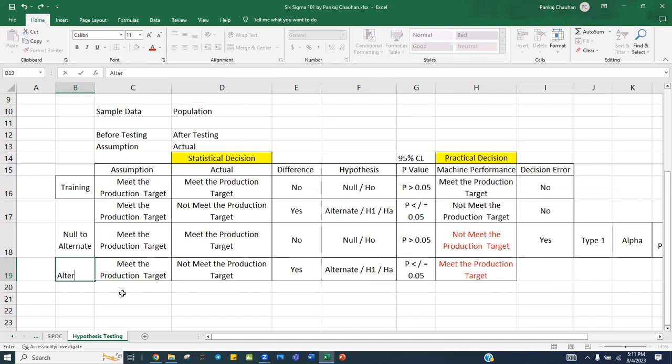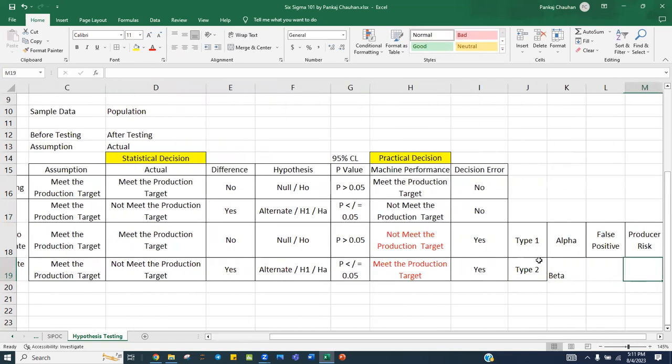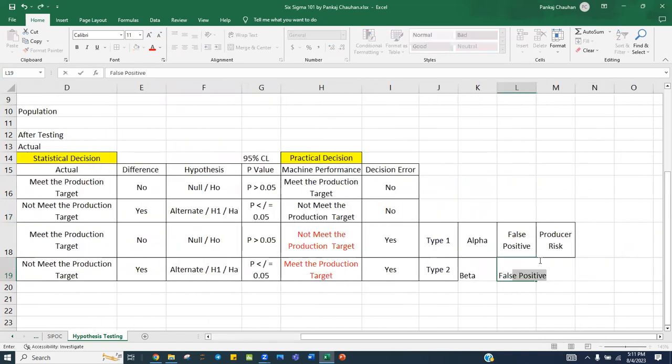So this kind of error is actually an alternate hypothesis. And when from the alternate, you are presenting it as a null hypothesis, that you are meeting the assumption, this type of error is called a type 2 error or beta error. This is called a false negative, or we also call it a consumer risk. These are the different names, the basics of hypothesis testing.